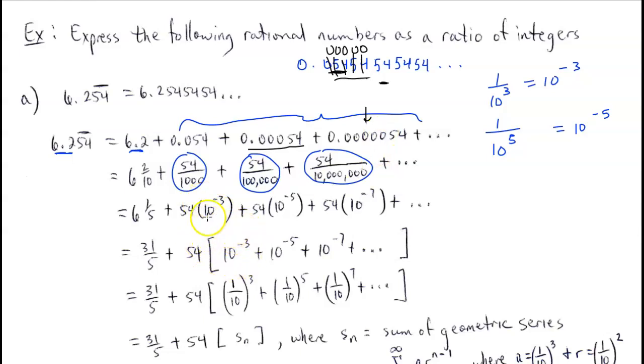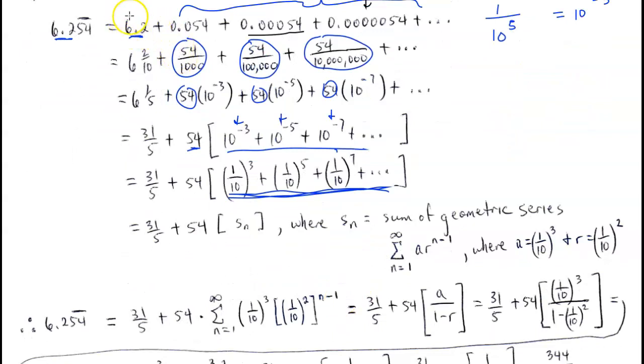So we see all that, and we factor out the 54 from each of these terms, and we see this pattern. If we write that as a fraction, it'll be 1/10 raised to the 3 for the first term, 1/10 raised to the 5 for the second term, 1/10 raised to the 7th for the third term, and so on and so forth. It's this part that actually acts like a geometric series. Here we know that this 6.2 part is just 6 2/10, which is 6 1/5. We could rewrite that as an improper fraction, so we have 31/5 plus 54 times whatever the sum of this particular series ends up being.